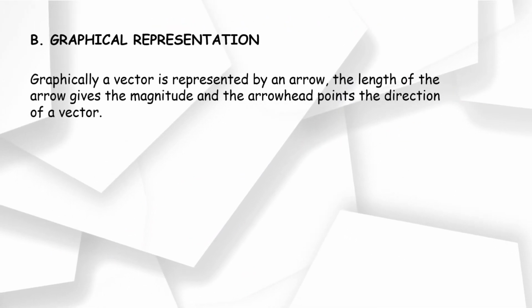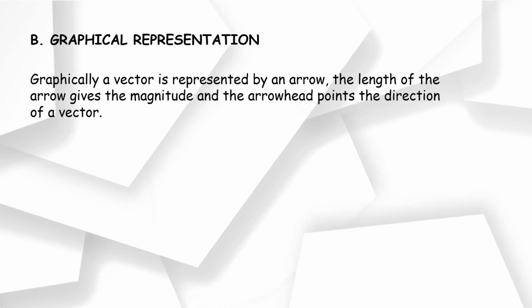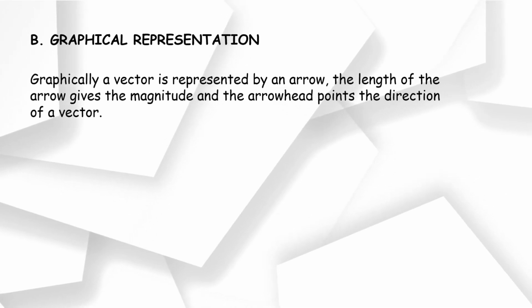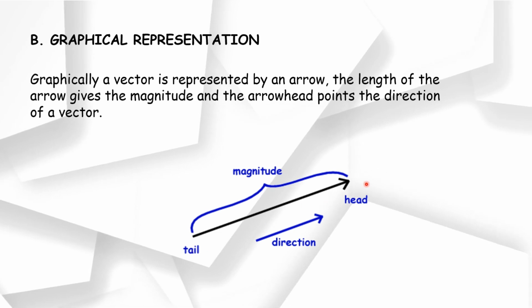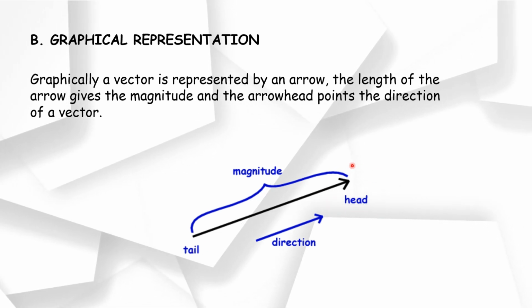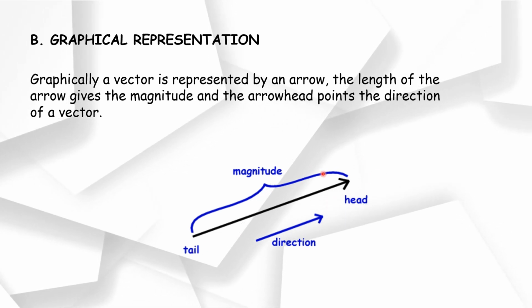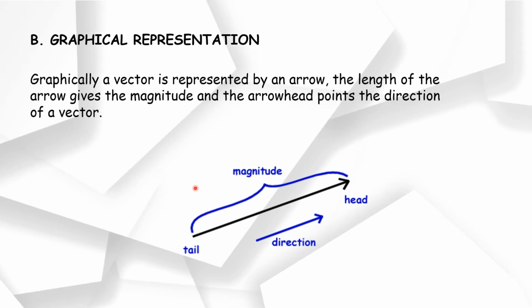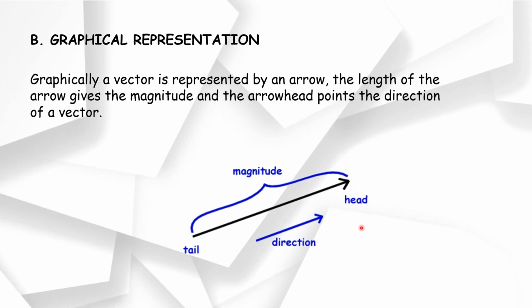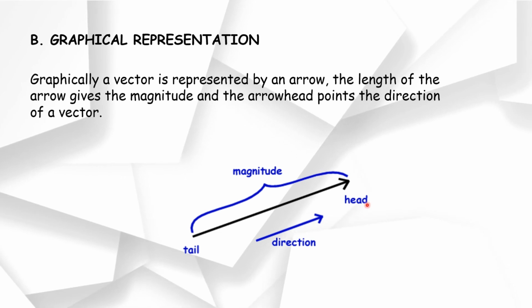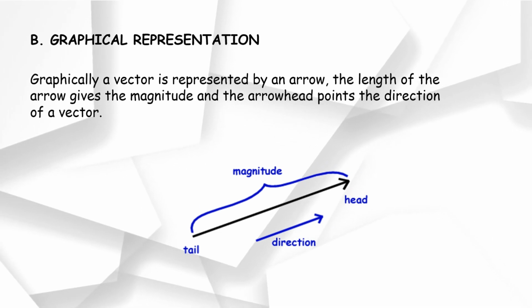Graphical representation. Graphically, a vector is represented by an arrow. The length of the arrow gives the magnitude, and the arrowhead points in the direction of the vector. The starting point of a vector is called the tail, and the ending point is called the head of the vector.